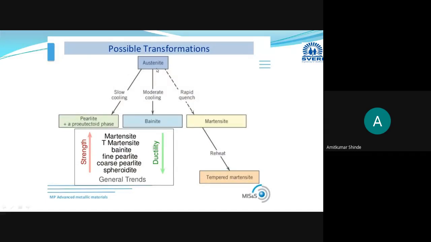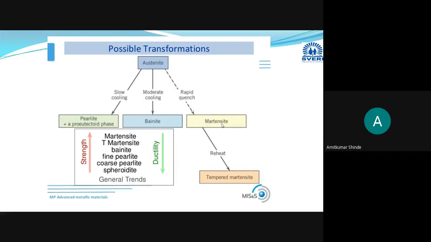This is the short summary. Austenite at different cooling rates gives you pearlite, bainite, and martensite. Sometimes there is one more type, tempered martensite. What is tempered martensite? The martensite obtained due to very fast cooling has very high hardness.